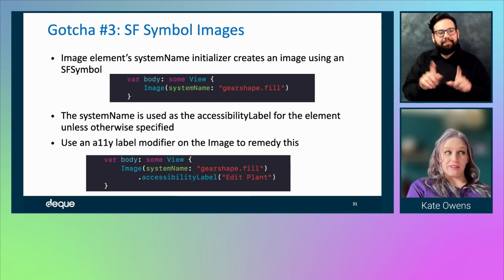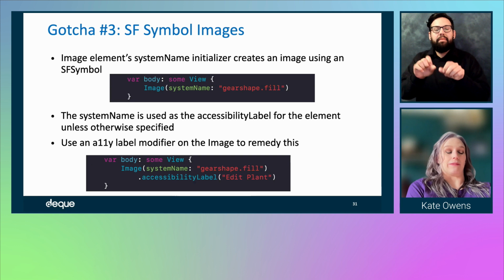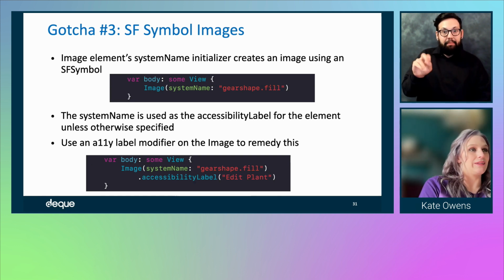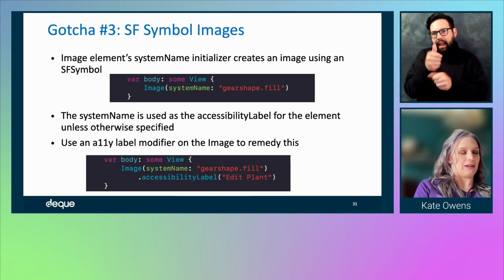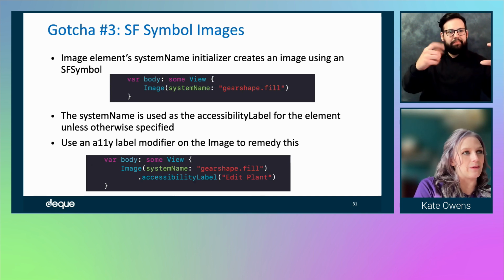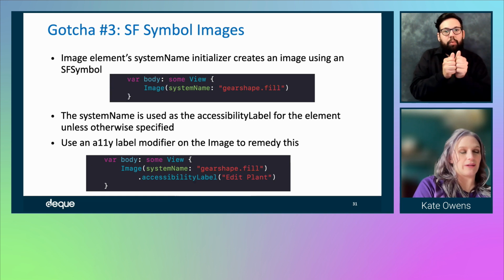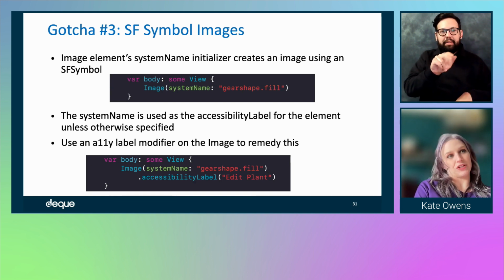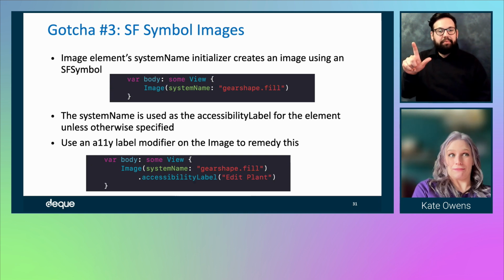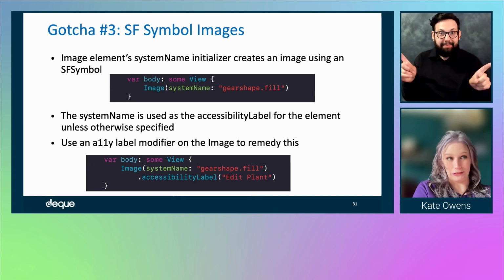But when you do it this way, the system name is what's used by default as the accessibility label. So, if you look at this screenshot that I have, within our curly braces of our computed property of our view, we have an image with a system name parameter, and we put in the SF symbol name, gearshape.fill. So that, in that case, will be our announcement. That'll be our accessibility label. That's not great.